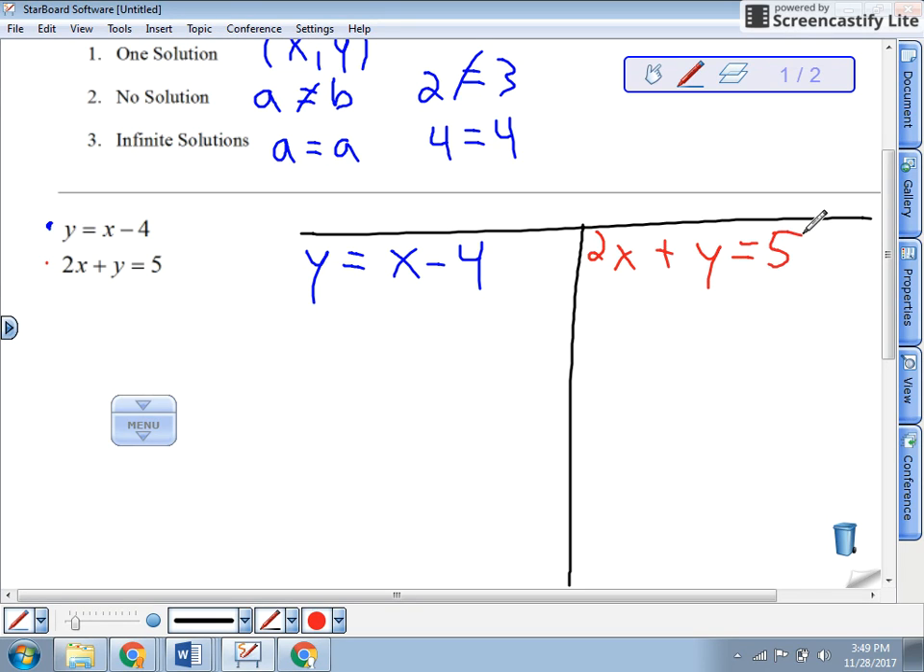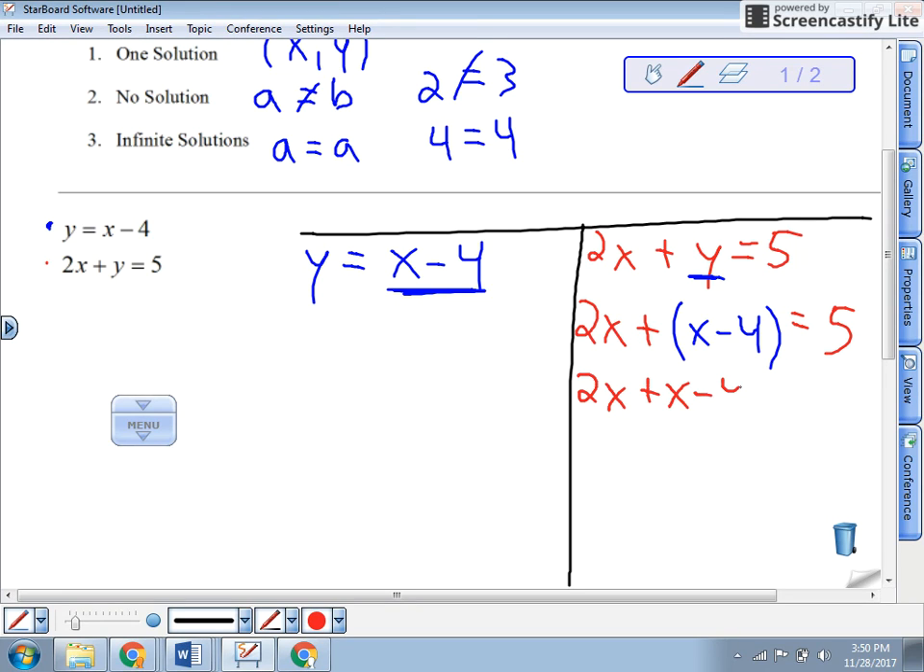Now, why do we call it the substitution method? Because we know that y equals x minus 4. That's what y equals. So where I see a y, I'm going to substitute that value in, and then we'll solve it. So here we go. 2x plus y, but we know that y is x minus 4, so I'm going to substitute that in. Remember, always use parentheses when you substitute, and you'll see why very shortly. Now we just solve the equation for x. So we rewrite 2x plus x minus 4. I didn't have to really distribute anything there. And then that equals 5.